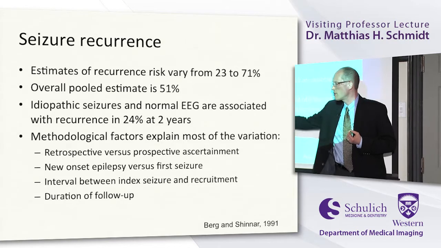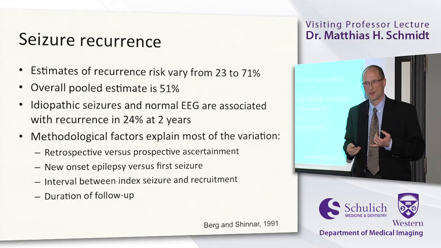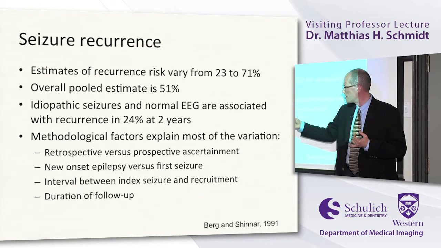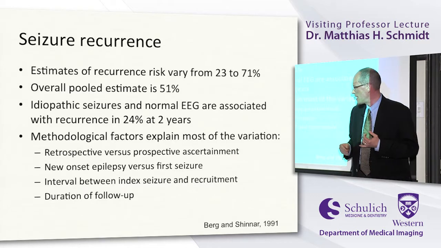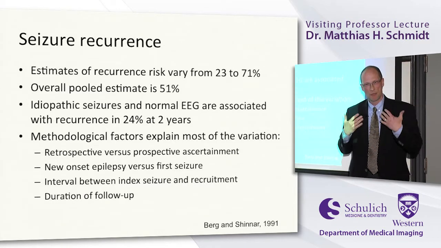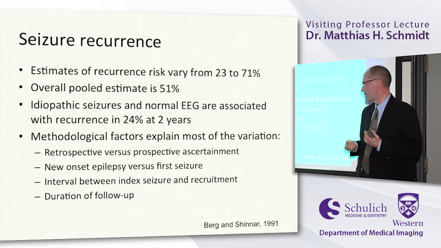Studies that are retrospective tend to be spiked by people with recurrent seizures, and so they tend to overestimate seizure recurrence rate. Studies that include new onset epilepsy as opposed to only patients with first seizures tend to be spiked by people with recurrent seizures and tend to overestimate seizure frequency.